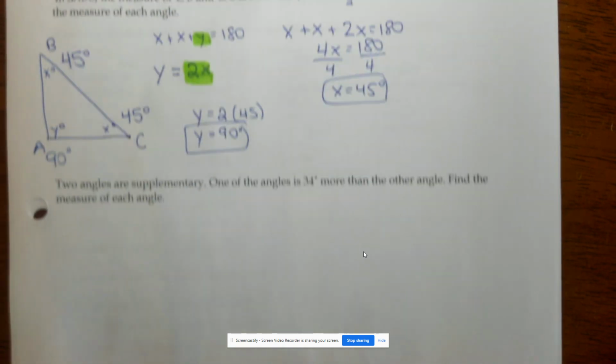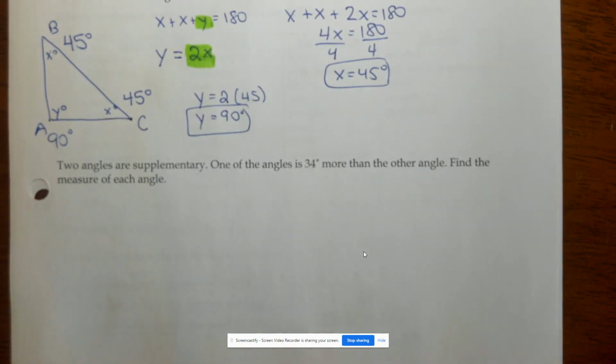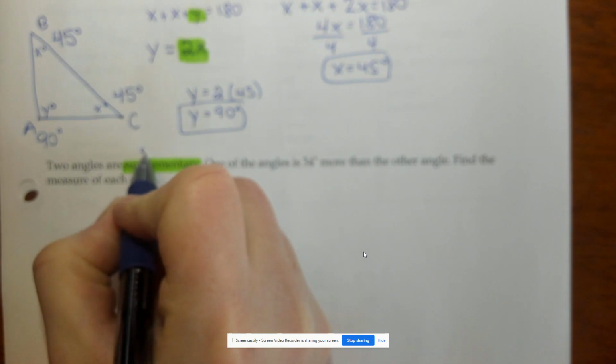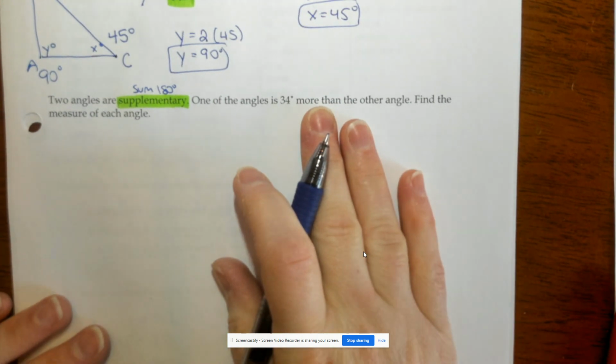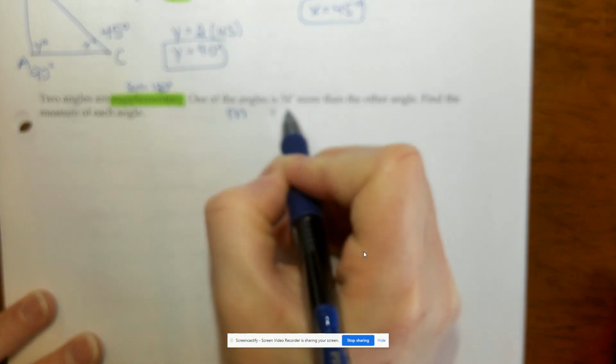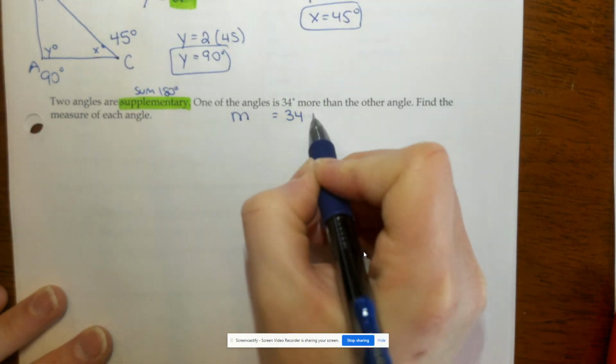All right. Two angles are supplementary. So the first thing I would need to do is say, okay, supplementary was a vocabulary word, I might need to look it up in the notes. Supplementary means that the two angles have a sum of 180. One of the angles is 34 degrees more than the other angle. So pick any letter that you want.